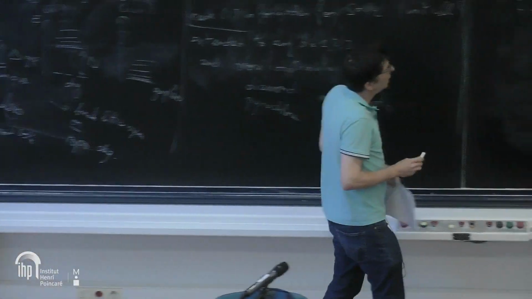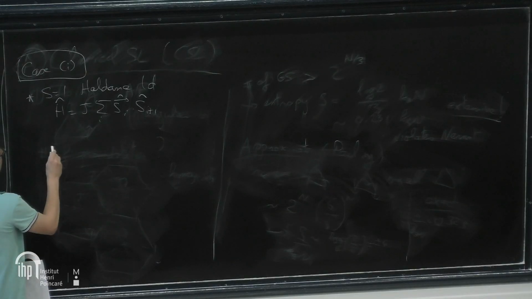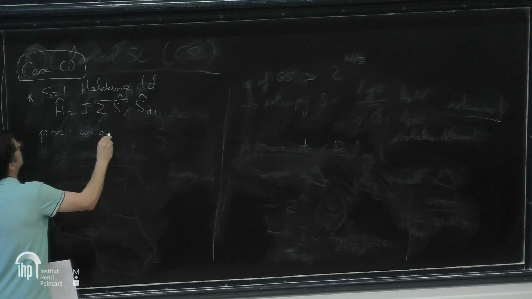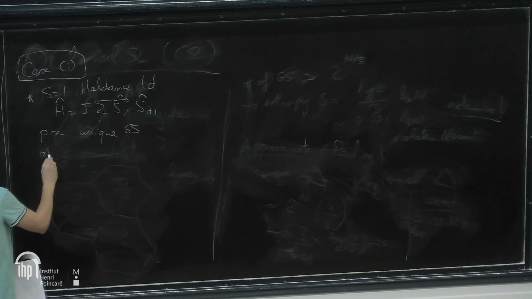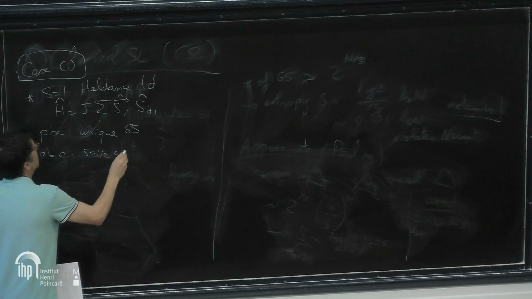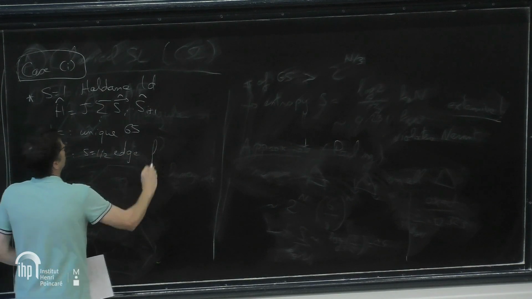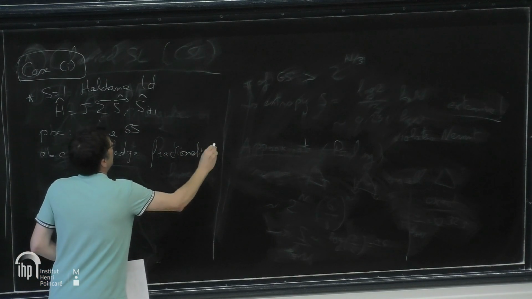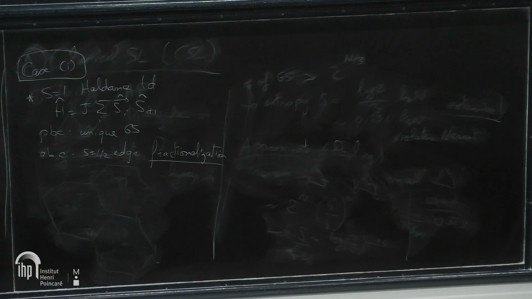Now why it's already not so trivial, it's because in fact, if you take PBC, you have a unique ground state. If you take open boundary condition, you have spin 1/2 edge. So there is a notion of fractionalization. There's no spin 1/2 in the model, but you can even measure them experimentally.